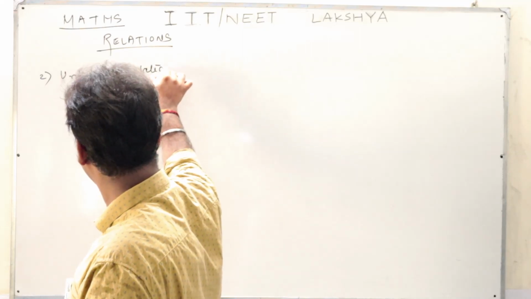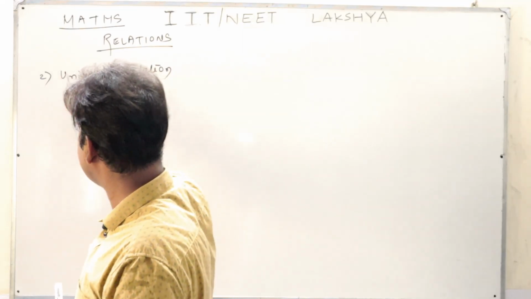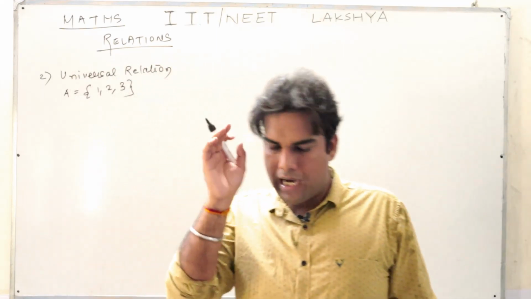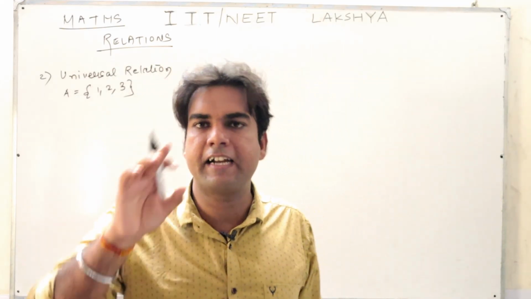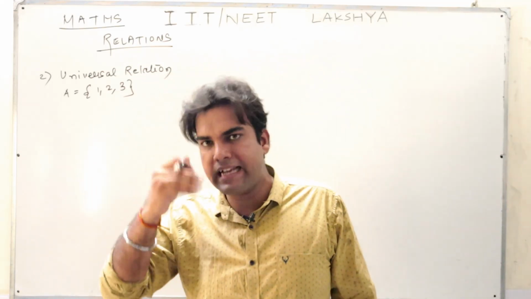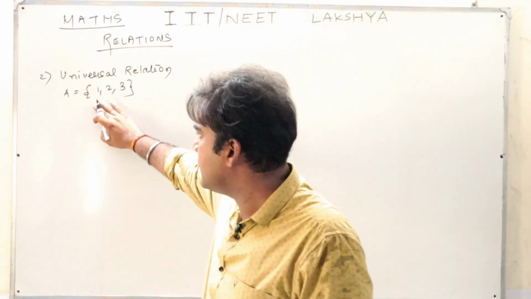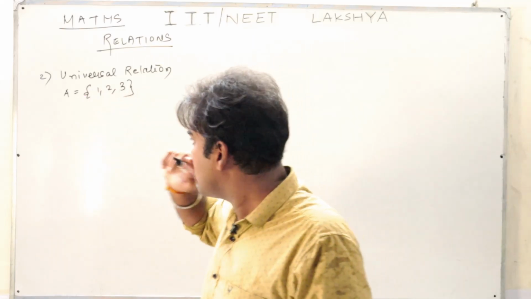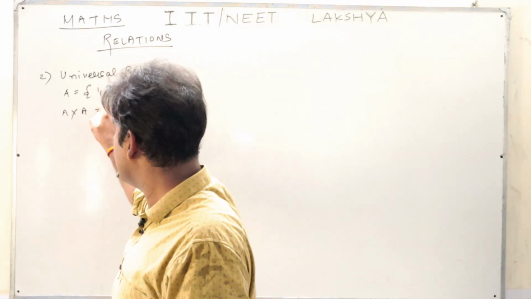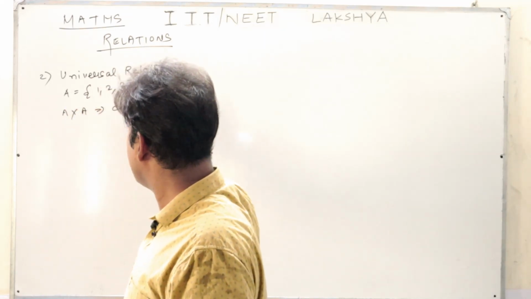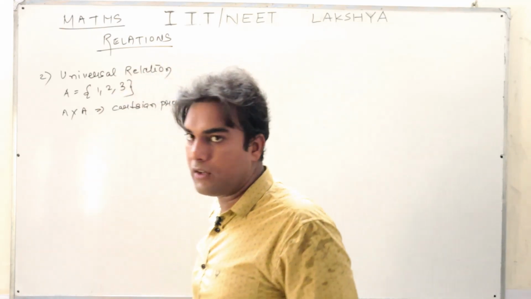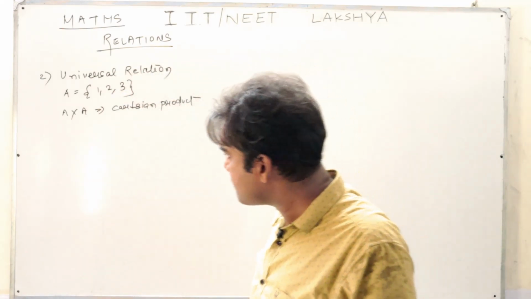Universal relation. Let us say there is a set 1 2 3. This is set A. Now always I will take set B as set A only, otherwise I will mention it there. If I have to take any other set B, I will mention it, otherwise your set B is the same as set A. So we are defining your Cartesian product as A cross A.